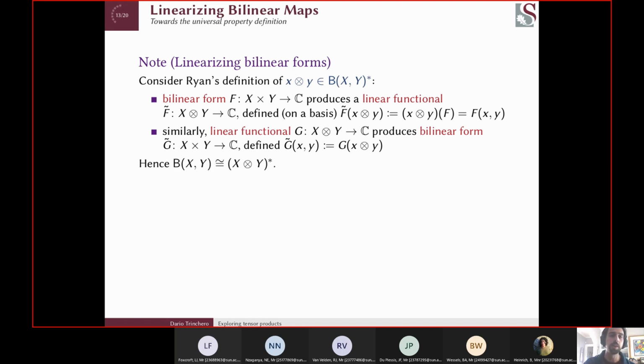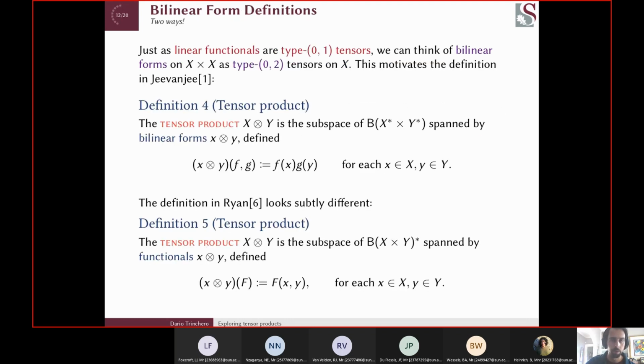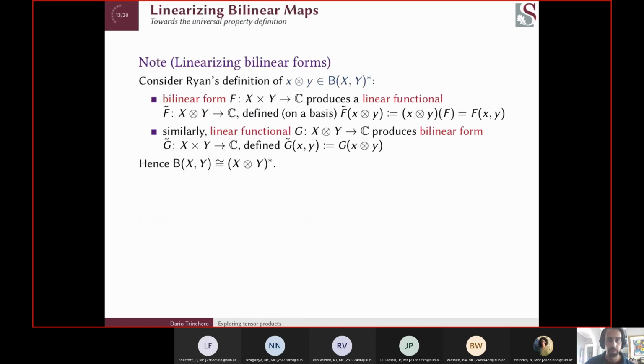So I said, hence the bilinear forms on X, that should say X cross Y, sorry. Did I leave out a cross? Yeah, I changed notation suddenly without noticing, sorry. That should say B of X cross Y. The bilinear forms on X Cartesian product Y are in bijection with the dual space of the tensor product. But we can go one step further, right? Why stop at bilinear forms?